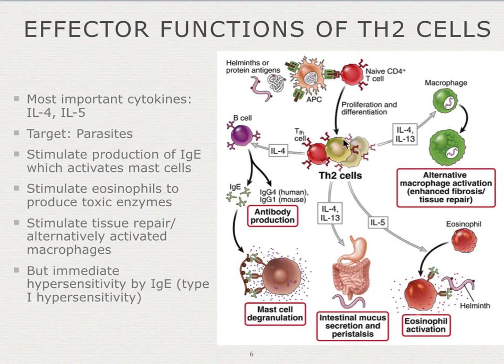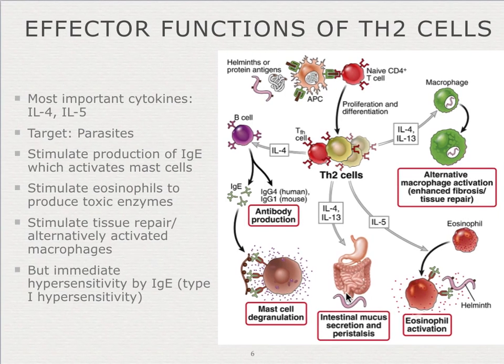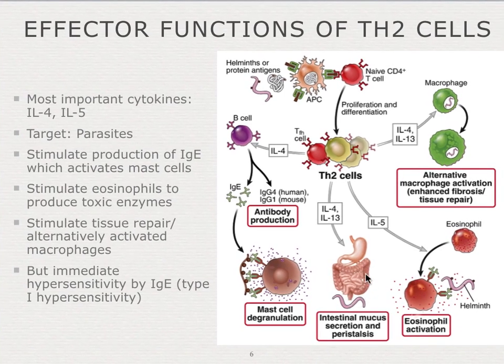And these cells make IL-4, IL-5 and IL-13. Why these specific cytokines? Well, IL-4 and IL-13 help with mucus secretion. They stimulate the production of mucus by mucus producing cells in the gut and in the lungs, and they help with peristalsis. So if there is a parasite in your gut, the mucus and the increased peristalsis will help to clear the worm from your gut.